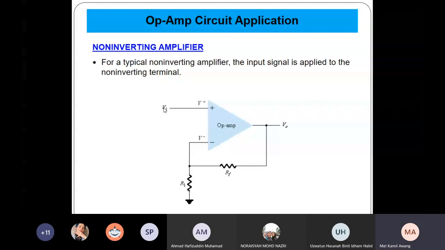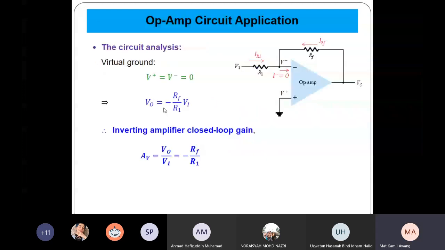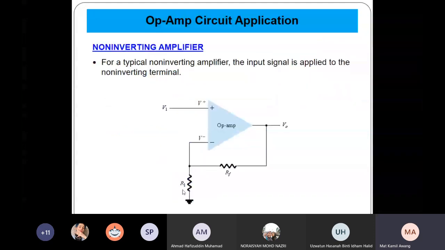Okay, you look at this. Compare with this. Same components. The only change is that this one is ground, this one is connected to the V in, VI. So you ground this one and this one VI. So this is a non-inverting amplifier. So don't get confused.